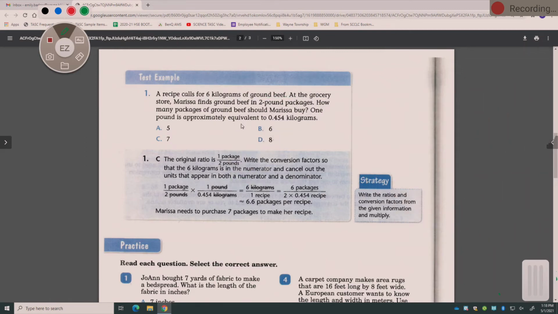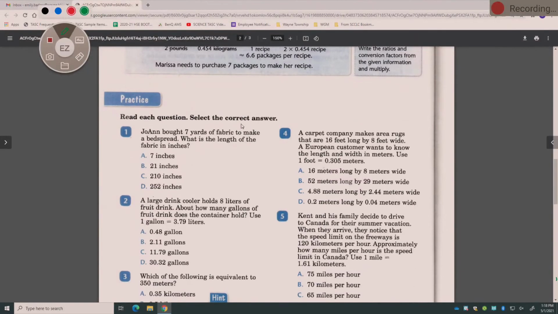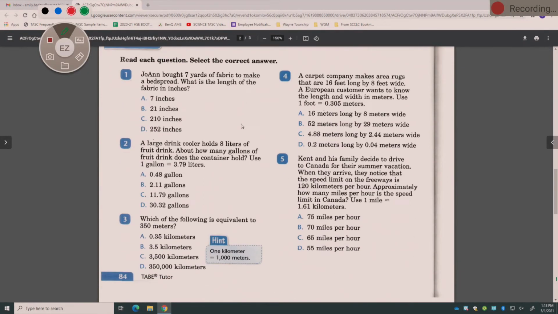So let's do a few of our practice problems together so you can get used to creating your conversion ratios, because that's probably the hardest part of this whole thing. Joanne bought 7 yards of fabric to make a bedspread. What is the length of the fabric in inches? Okay, so the first thing I need to do is I need to take this 7 yards and put it over 1, right?